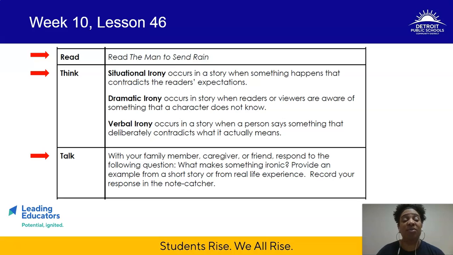So we're going to do a reread or a skim through The Mantis in Rain Clouds. And we are also going to be reviewing some annotations from previous lessons to help us as well. In the think section today, we are going to be considering the idea of irony. So we want to review what irony is overall and also what the different types of irony are. So there's 3 different types: situational, dramatic, and verbal. And so all of those things you're going to take under consideration as we respond to some reflection questions.